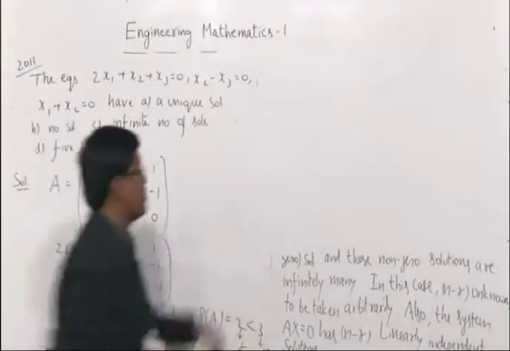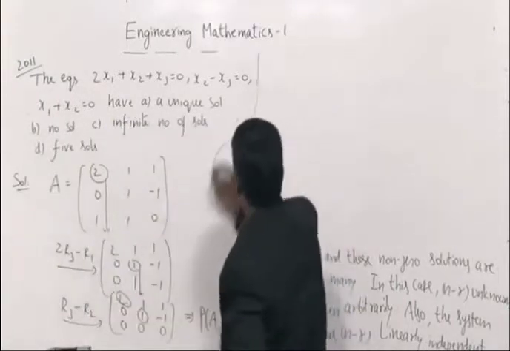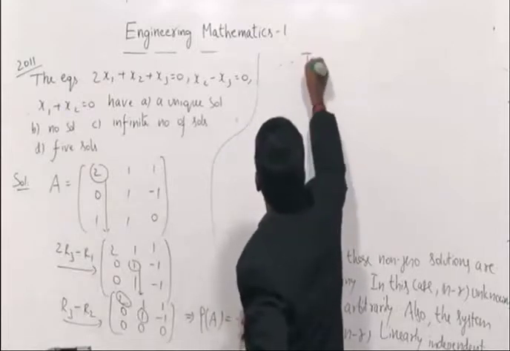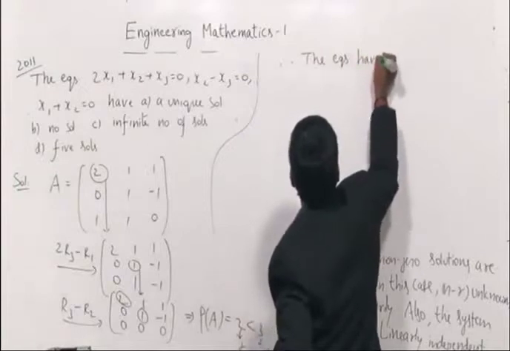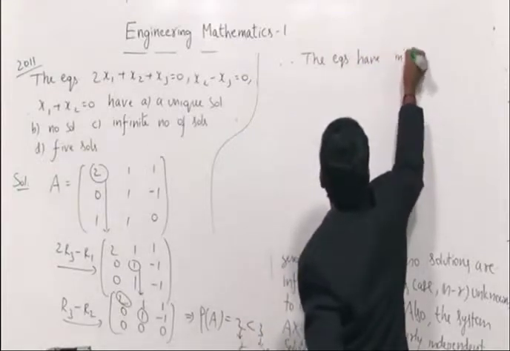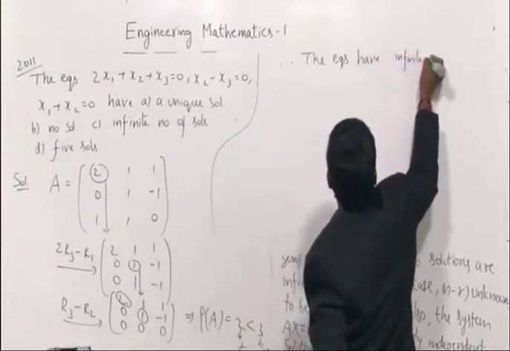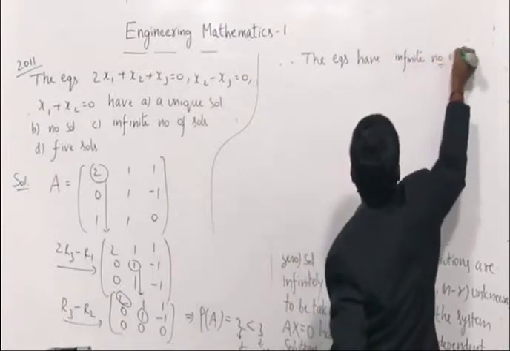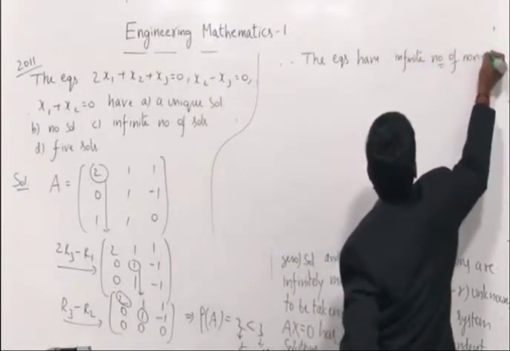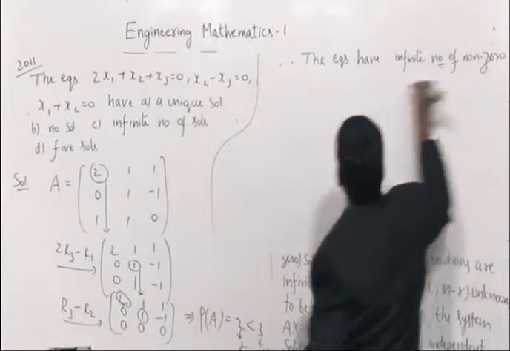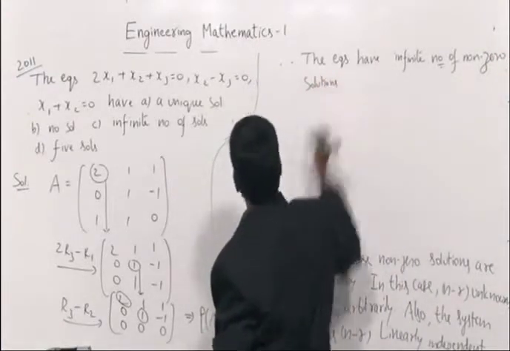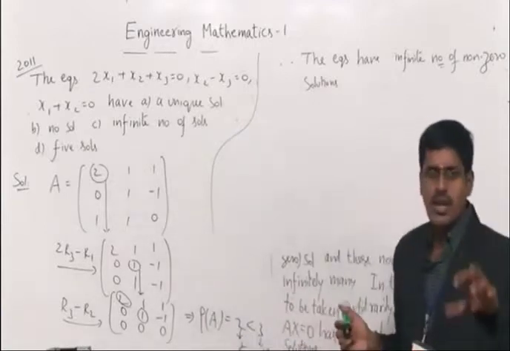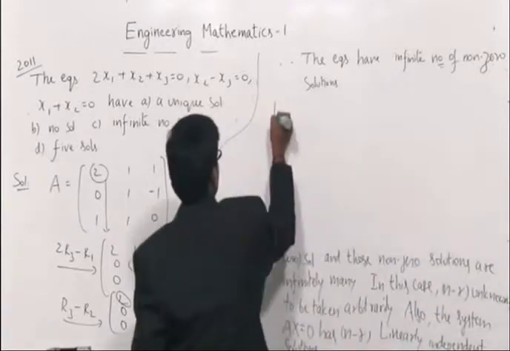So whenever rank A is less than the number of unknowns, therefore the equations have an infinite number of non-zero solutions. Okay. Now I will show you the non-zero solutions.